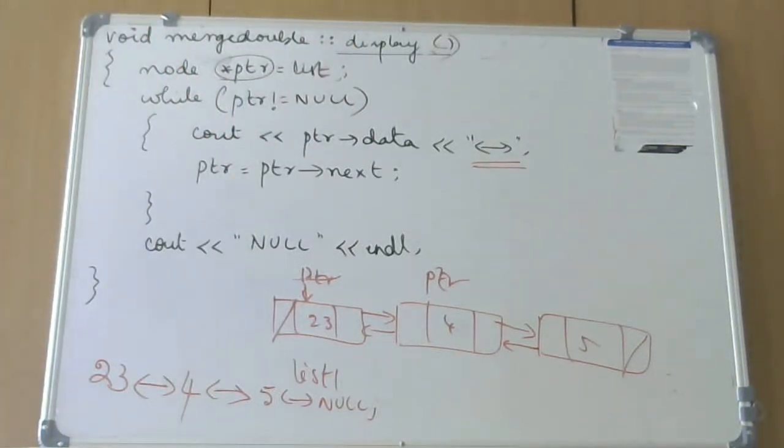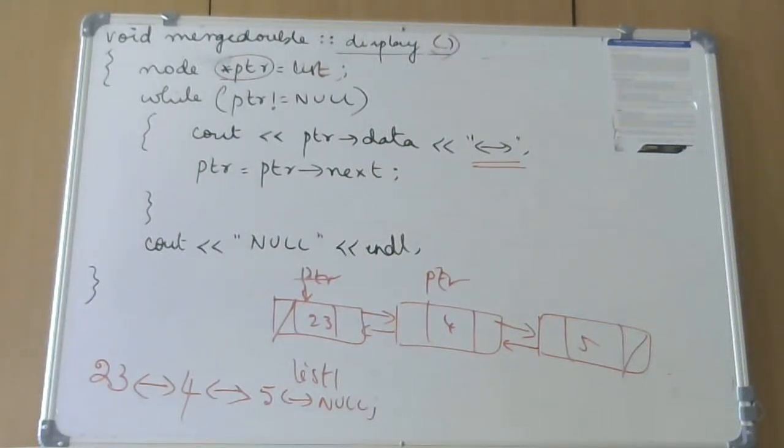So same display function can operate 3 times. You can copy paste it and execute it. Or another way of doing is you can have just one display function, pass different pointer variables as parameters for which list you want to display and do that. That's also fine. There are different ways of coding it. This is one way of doing it. That's all. So this is what we call merging of two doubly linked lists.